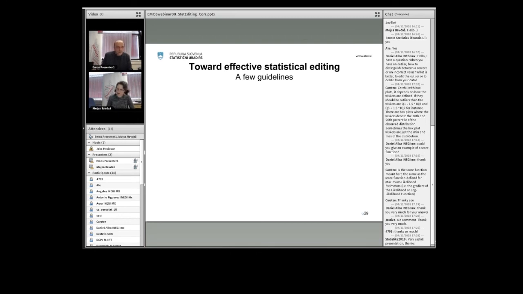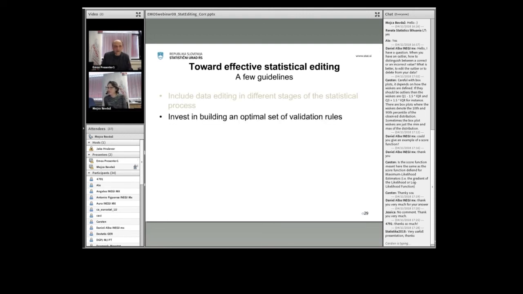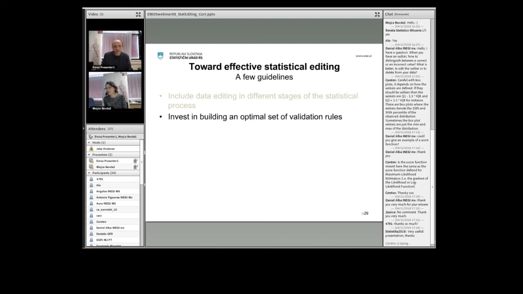Just for the conclusion, a few guidelines for making statistical editing more effective. One, of course, we already talked about it, data editing should be included in different stages: in data collection, in data analysis, in data processing, and perhaps even more important is that you effectively combine this editing in different stages, in different phases. I already said that validation rules are the cornerstone, the beginning of everything. So it's worth investing in building an optimal set, at least an approximately optimal set of validation rules.